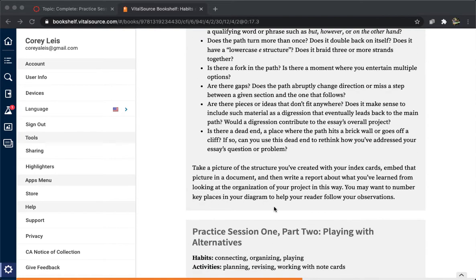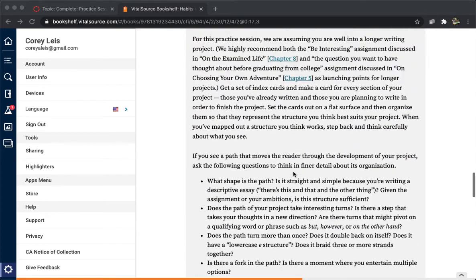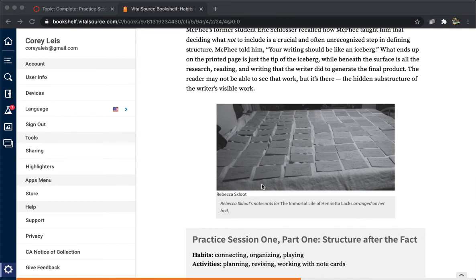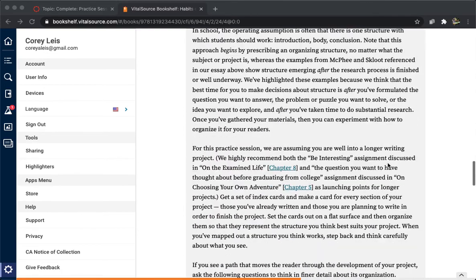So you're going to take a picture of the structure you've created with your index cards and embed that picture in a document. So this is actually going to be what you post, and then write a report about what you've learned from looking at the organization of your project in this way. You may want to number key places in your diagram to help your reader follow your observations. So it would be a helpful idea to number your cards. Rebecca Skloot probably numbered her cards, and as I pointed out earlier, she definitely color-coded them. It's just hard to tell in this black and white photo. I'm going to encourage you to do the same thing.